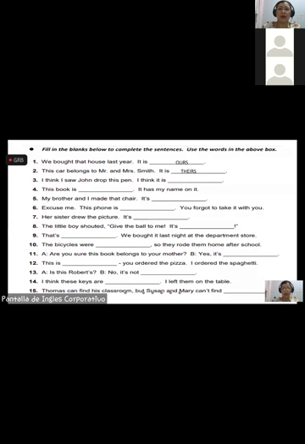¿Cuál es el subject pronoun ahí? We, ¿verdad? Ahí dice, we bought it last night at the department store. Entonces, ¿cuál le correspondería? Si el subject pronoun es we. Ours. Excellent.